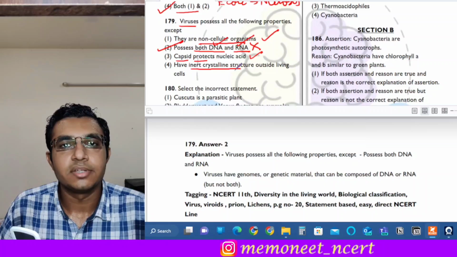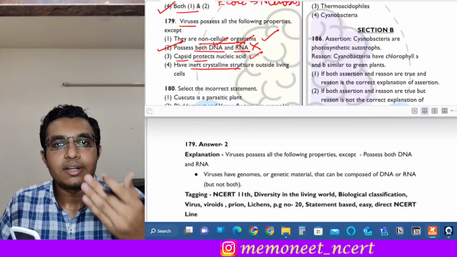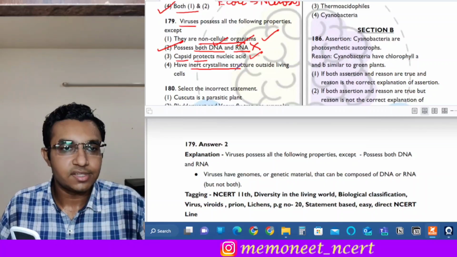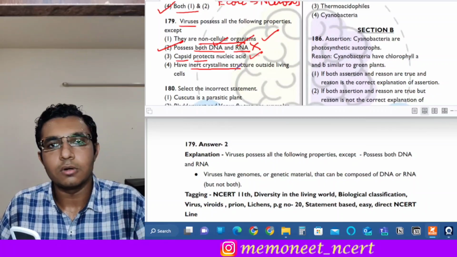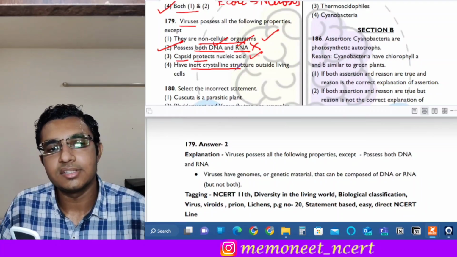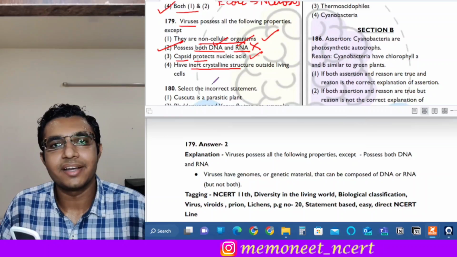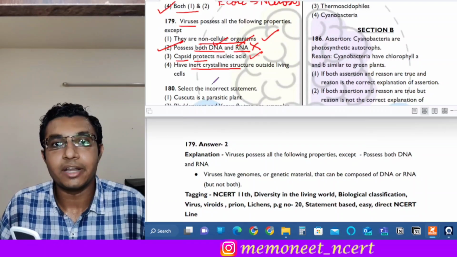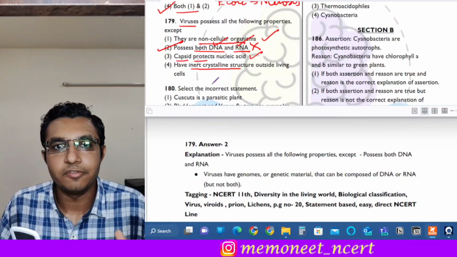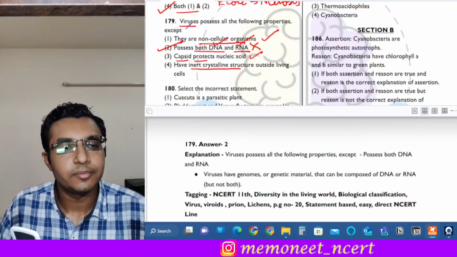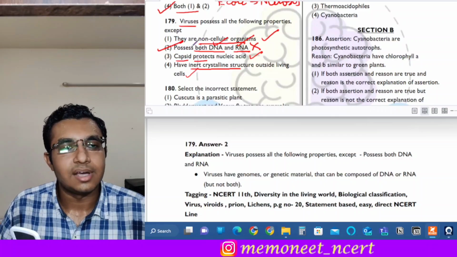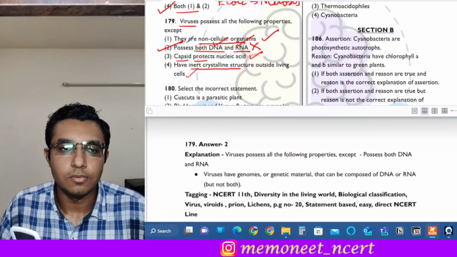Yes, because viruses require living cells to proliferate or divide, but outside living cells they are present like a rock. They have an inert crystalline structure. They have no existence at all because they are acellular. They are just sitting there like a rock, but whenever they get in contact with living cells they start dividing and cause disease. So this statement is also correct. So the answer to this question will be option 2.